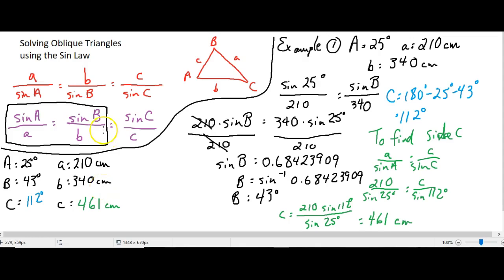Now let's just take a look at our answers, make sure they make sense. The smallest angle should be opposite the shortest side. And we have 25 degrees opposite 210, that's the shortest side. The next largest angle is 43 degrees opposite 340, which is the next largest side. The largest angle is opposite the longest side. This triangle makes sense, and the angles add up to 180 degrees, and therefore we have it solved.